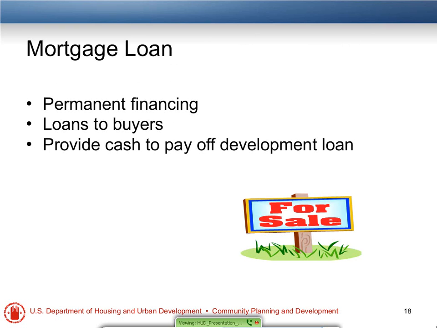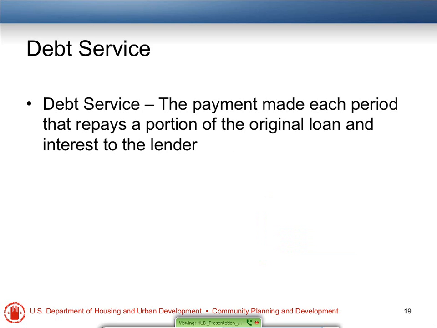Let's talk about the mortgage loan. This is the next phase of a single-family project. We want to look at the mortgage loan, and that is financing our home buyers. Again, this is the loan that is used to repay the construction loan. When the home buyers get financing, the proceeds of the sale of the units go to pay off the construction lender. So this is the loan to the home buyer, and it pays off the construction loan.